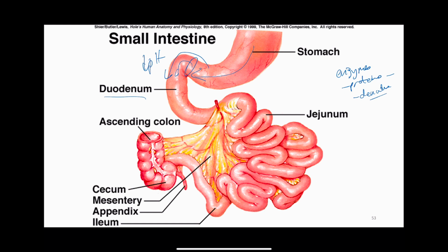As we go past and through the duodenum, we'll make our way to the jejunum. The jejunum is the longer portion of the small intestine and travels all the way until we get to the point where we are at the ileum. The ileum is the terminal part of the small intestine and connects to the large intestine or the colon at the point of the ascending colon, where we have our appendix attached, the cecum, and the ileum all coming together.